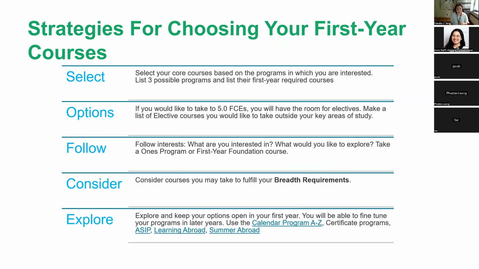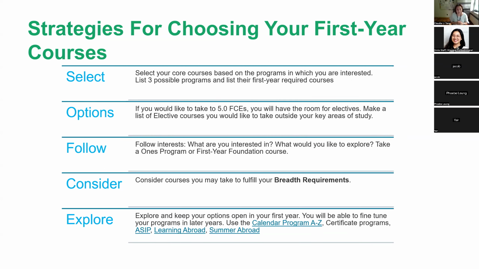So we also talked about strategies for choosing your first year courses. I would say it's important that you have an idea of what programs you may want to do. At this point, rather than focusing on locking yourself in, I would say just choose or list a few programs that you may be interested in, and then take those core courses, so that by the end of first year you would have some program options, more than one at least, that you could choose to apply to towards the end of your first year.